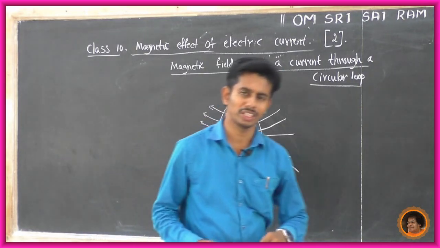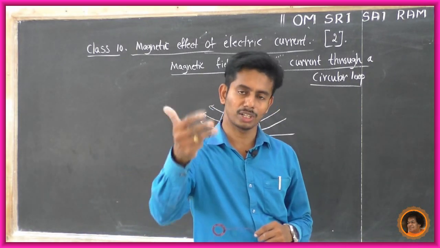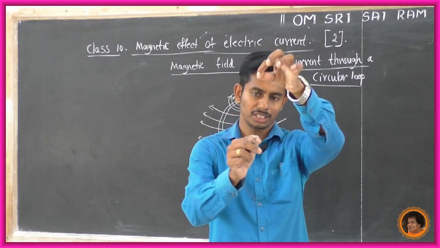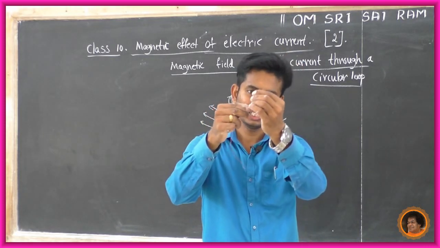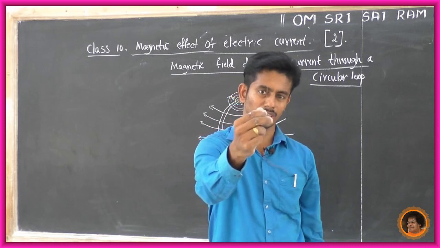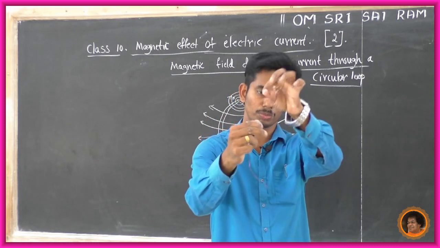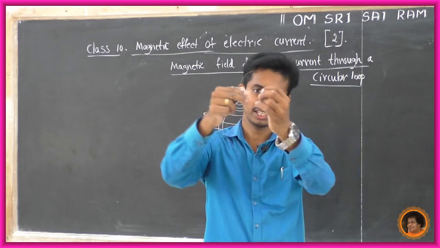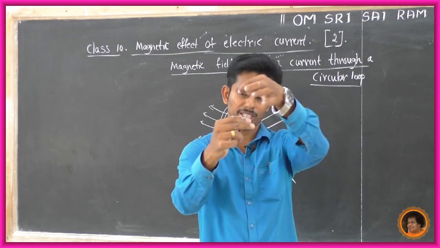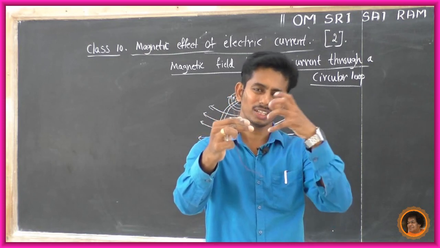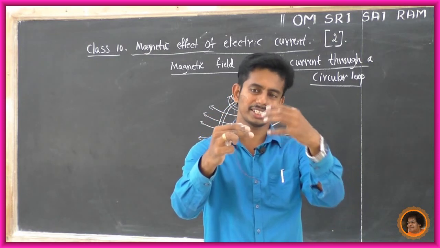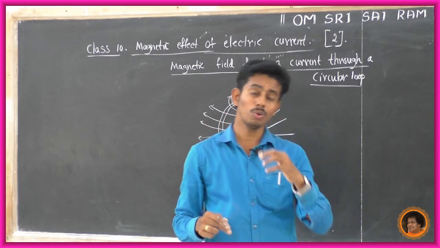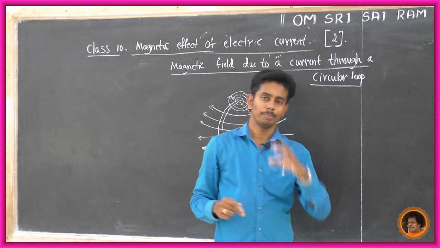What is the difference between a straight conductor and a circular loop? This is a straight conductor. If I make it like this, then it becomes a circular loop. It means it is a coil. There is a turn. It is a coil. So in a circular loop, what is the pattern of magnetic field?